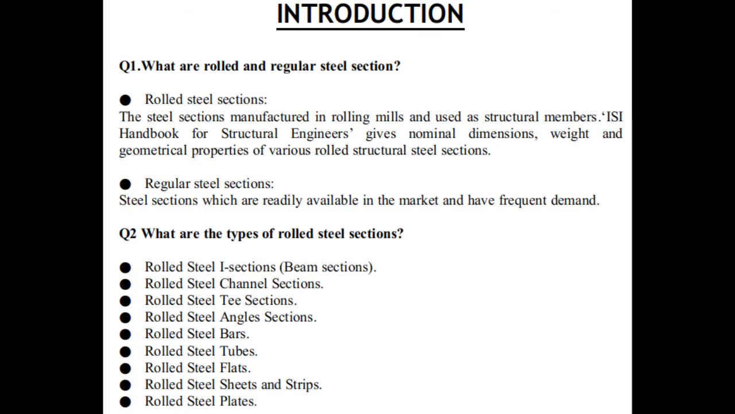Question number 1. What are the rolled and regular steel sections? Rolled steel sections are manufactured in rolling mills and they are used as structural members. From the ISI Handbook for Structural Engineers, we can get an idea about the nominal dimensions, weight and geometrical properties of various rolled steel sections. Geometrical properties means, for example, moment of inertia, section modulus, and flange width in the case of an I section, T section, and so on.